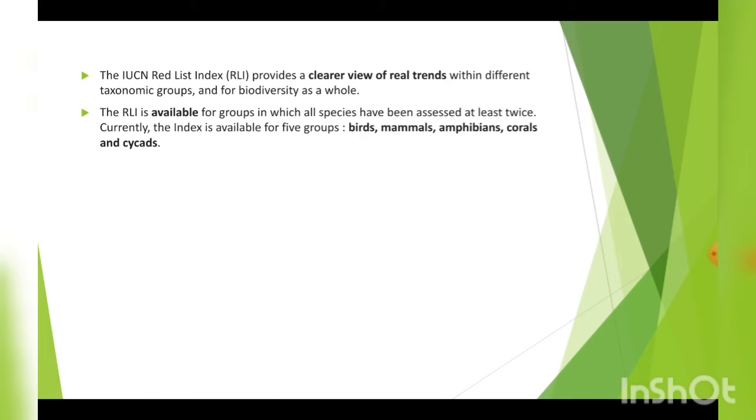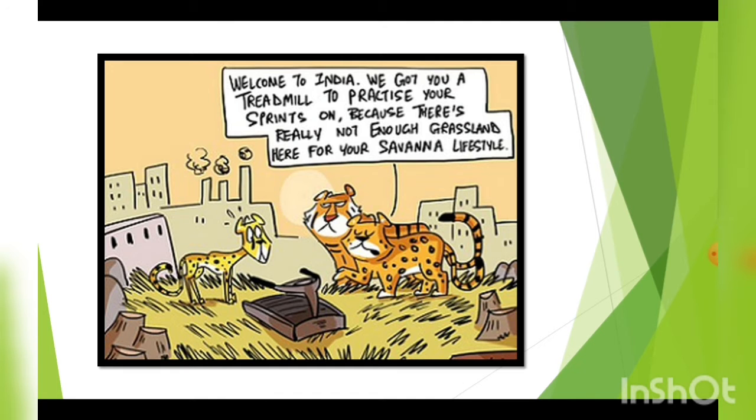The IUCN Red List Index provides a clearer view of real trends within different taxonomic groups and for biodiversity as a whole. The Red List Index is available for groups in which all species have been assessed at least twice. Currently, the index is available for 5 groups: birds, mammals, amphibians, corals, and cycads. The RLI clearly demonstrates that the status of these 5 major groups continues to decline.